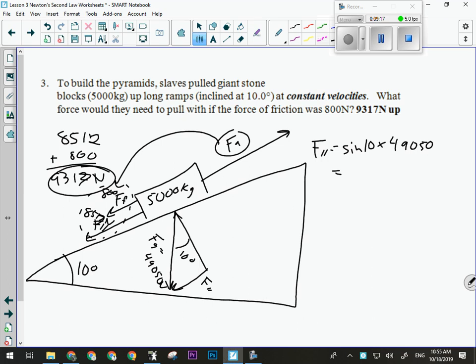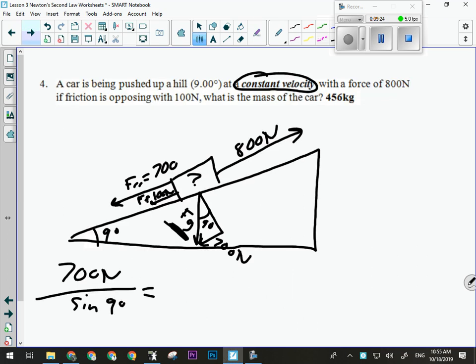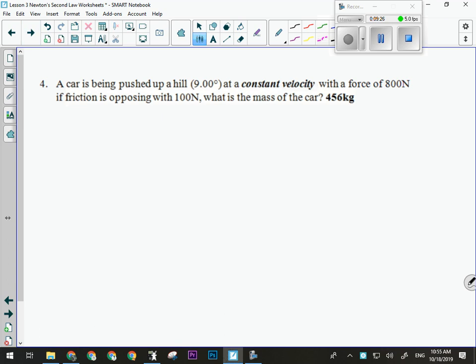How many people have done number 4? Are we stuck on 4, or do we just need a little more time? A little more time? Okay. What's the key word in 4? Constant velocity. What force helps you get mass most easily? Gravity. Yeah. If you can find the force of gravity, you can calculate the mass in this question. So this one is very, very similar, in fact, to the last one.